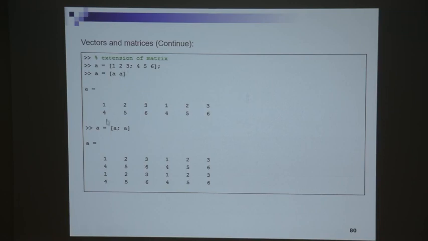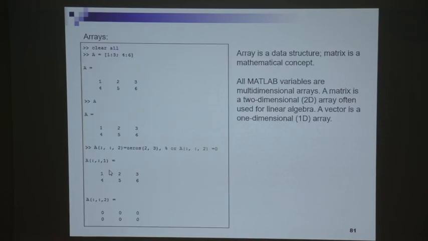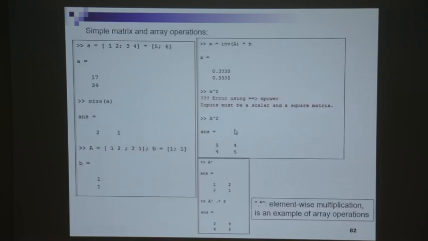Then you can do extensions of matrices. A matrix is a mathematical concept, while an array is a data structure. So A with 1 to 3, 4 to 6, or A with 1, 2, 3, 4, 5, 6, is an array. It's also a matrix. A matrix is a two-dimensional array often used for linear algebra. So there are some simple examples of matrix and array operation.